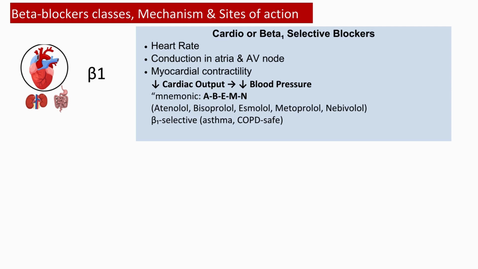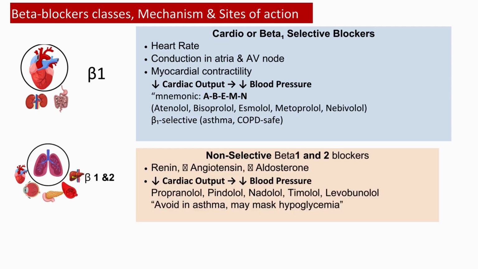Okay. These drugs mainly target beta-1 receptors, which are mostly found in the heart. So blocking those receptors leads to a decrease in heart rate, slows down electrical conduction in the heart, and reduces the force of contraction of the heart muscle. Okay. And all of these things help to reduce cardiac output and lower blood pressure. Got it. So they're more targeted in their action.